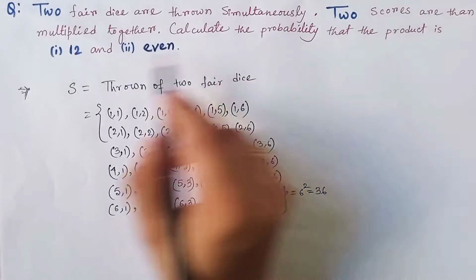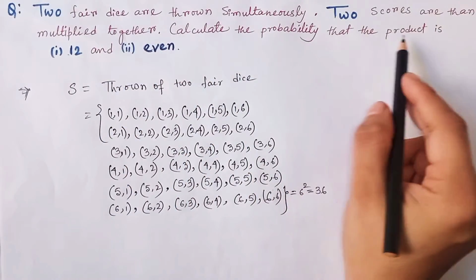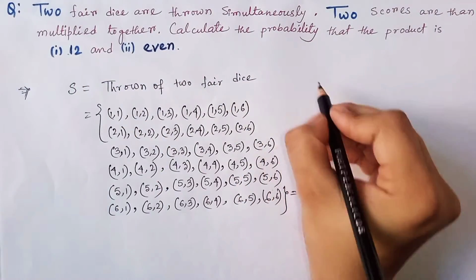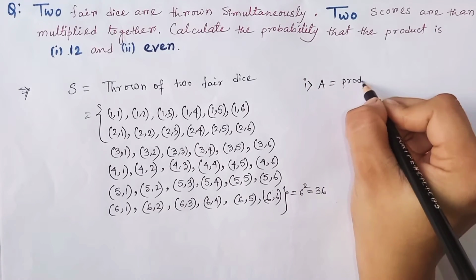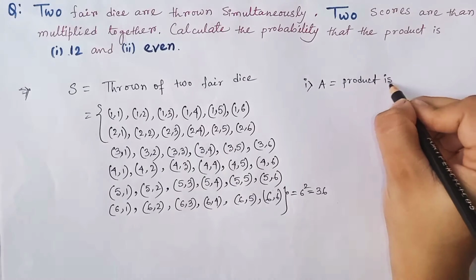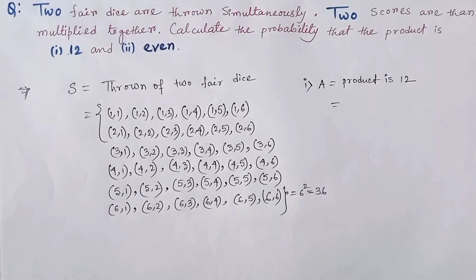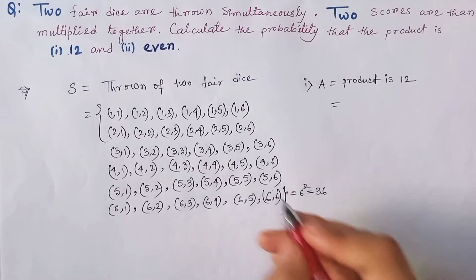Now, the two scores are multiplied together. Calculate the probability that the product is 12. So the first part is A equals the product is 12. So here the product is 12, and we find out some outcomes.